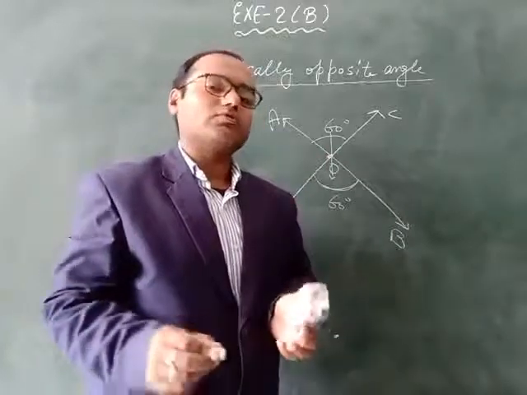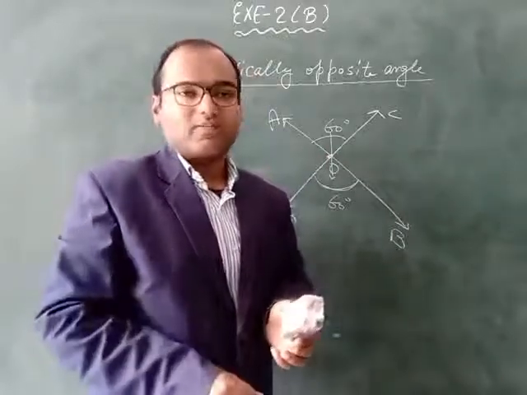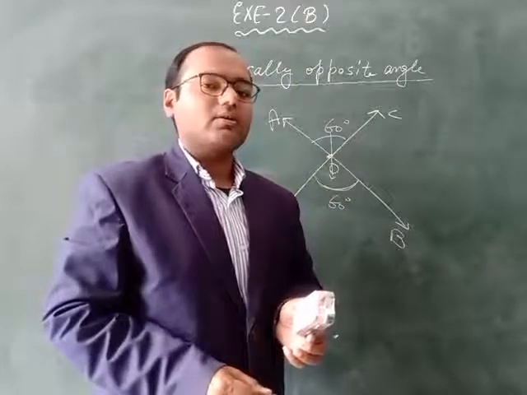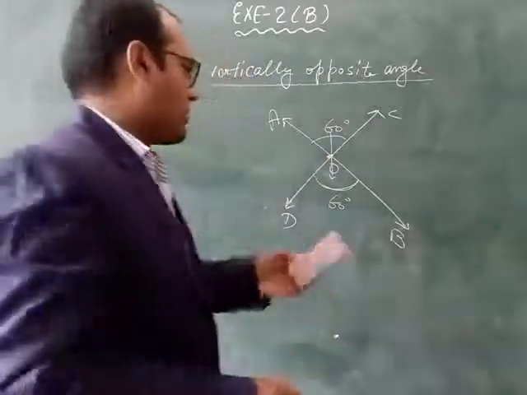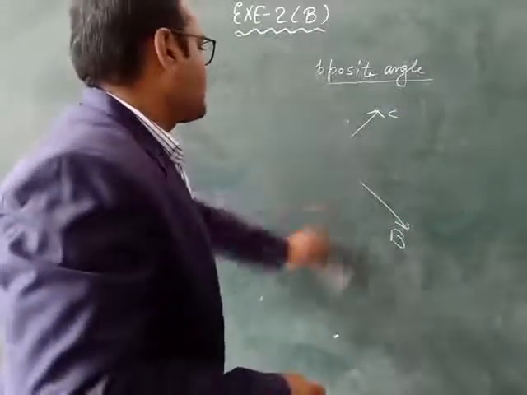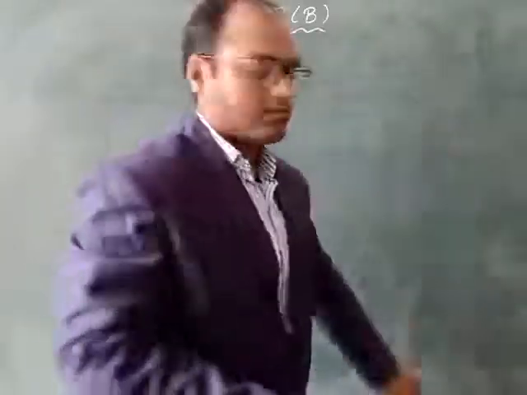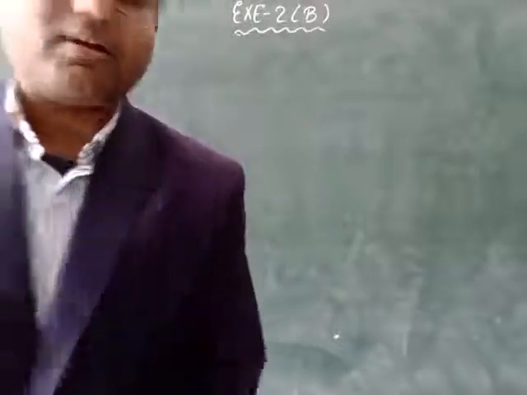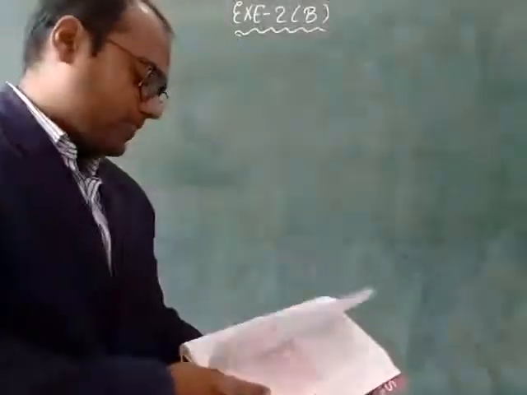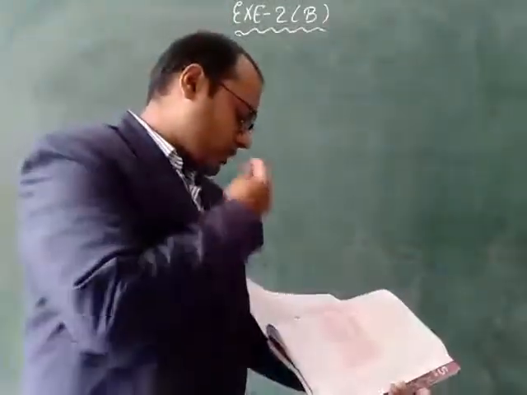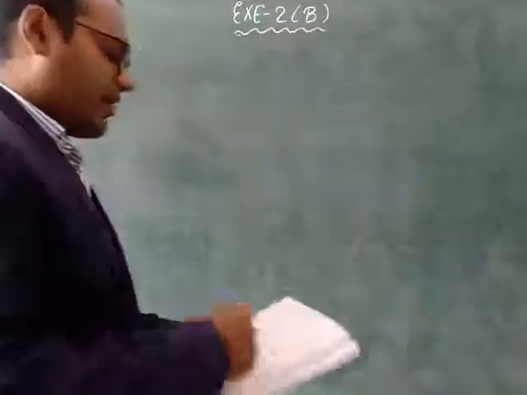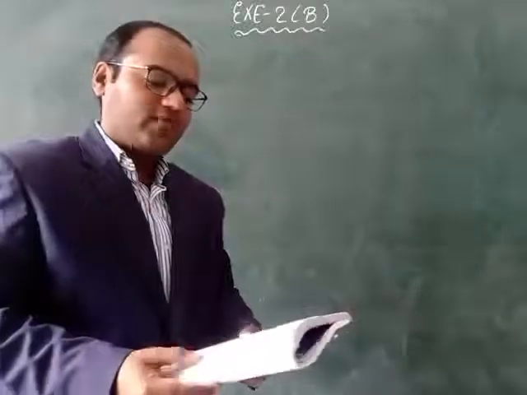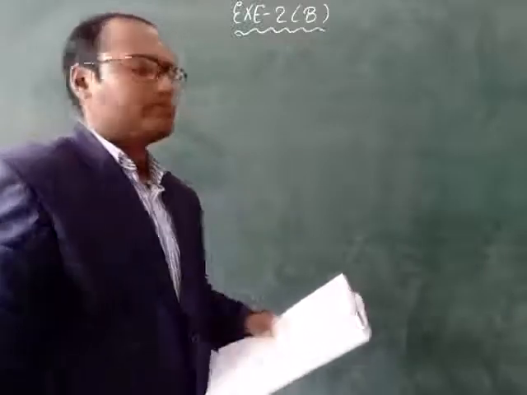Now we will do some questions based on these three properties. We will start from question number three. First and second questions you have to do by yourself. Third question, all of you see. Question number three of exercise 2B. The heading of the question is find the value of angle POQ. Figure is given.